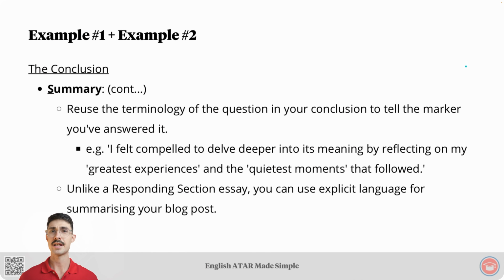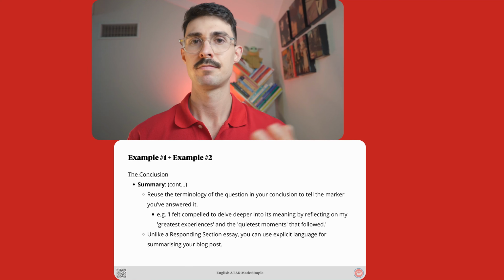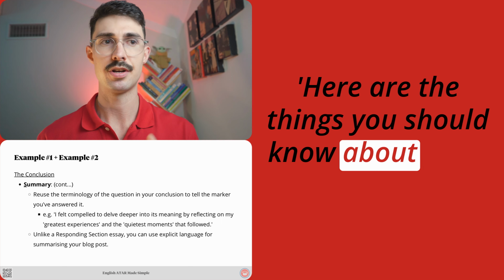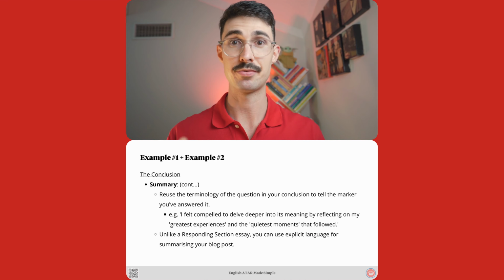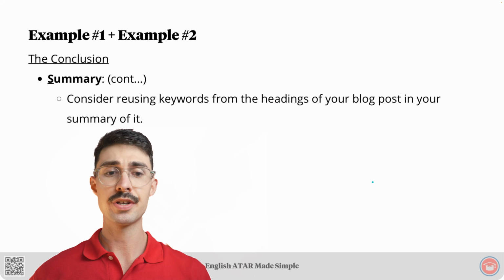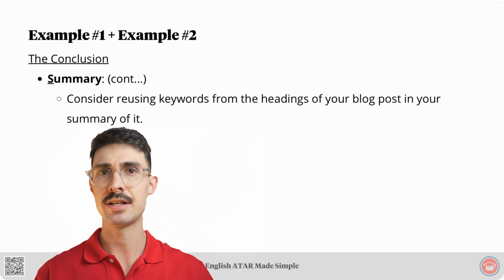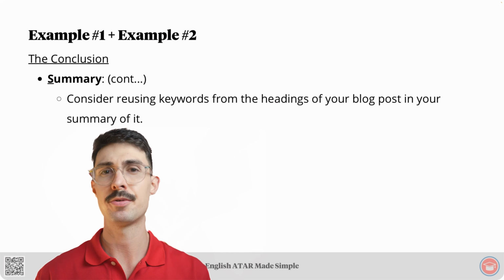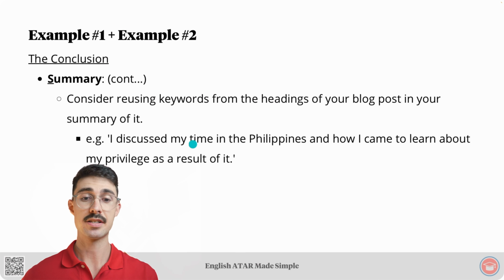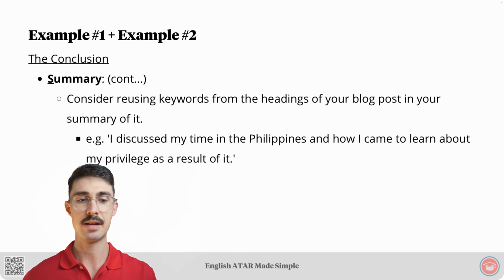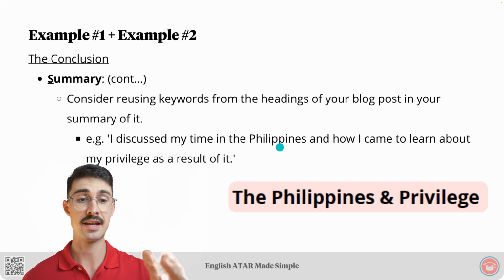Next point, unlike a responding section essay, you can use explicit language for summarizing your blog post, such as here are the things you should know about what you just read. You can literally write that in your post. Also, consider using keywords from the headings of your blog post in your summary of it. For example, I discussed my time in the Philippines and how I came to learn about my privilege as a result of it. Recall the main idea for this example was Philippines and privilege.